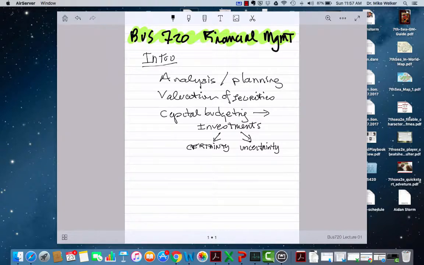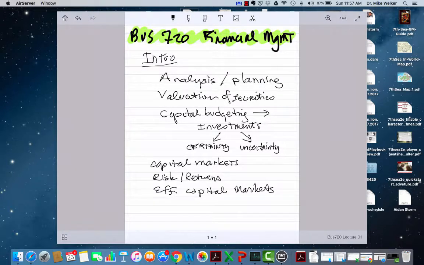Then we'll link corporate strategy to finance somewhat, and we'll have to deal with capital markets, how they behave. We'll look at risks and returns, put into place the basic model that every financial manager uses, and we'll deal with efficient capital markets, how those operate.